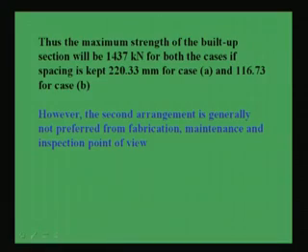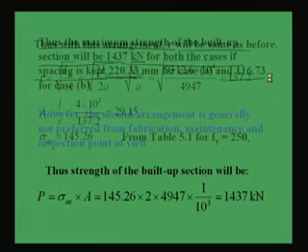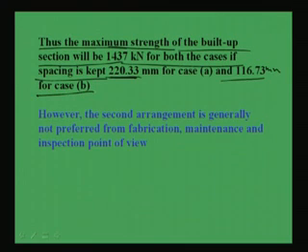So, what we are getting is that the maximum strength of the built up section will be 1437 kilonewton for both the cases, if spacing is kept 220.33 millimeter for case A and 116.73 millimeter for case B, right. So, which arrangement should we go for? We should think that the second arrangement is generally not preferred.